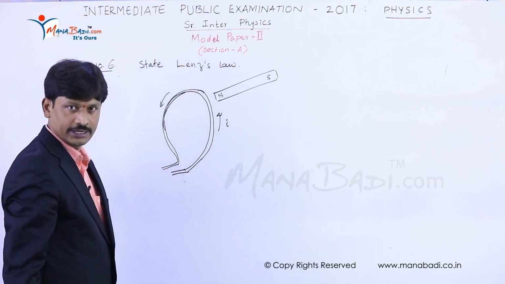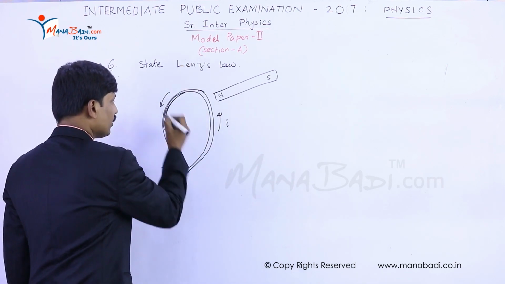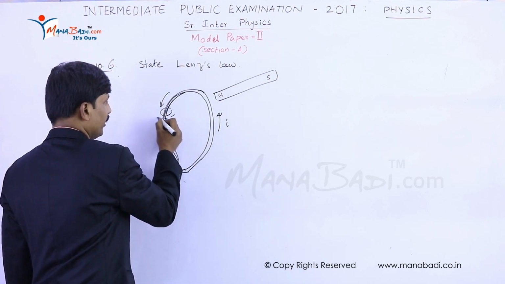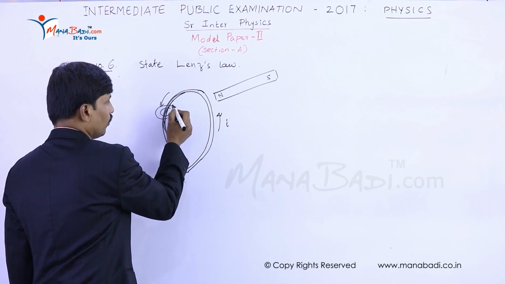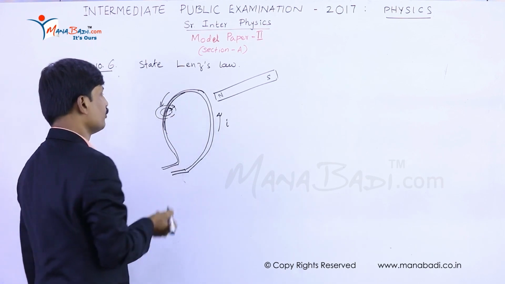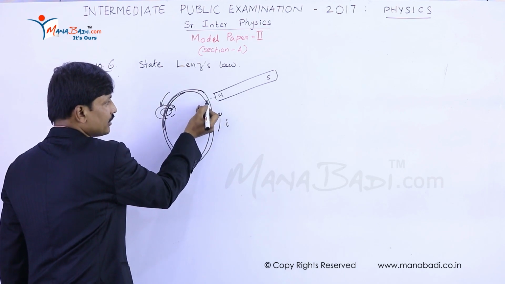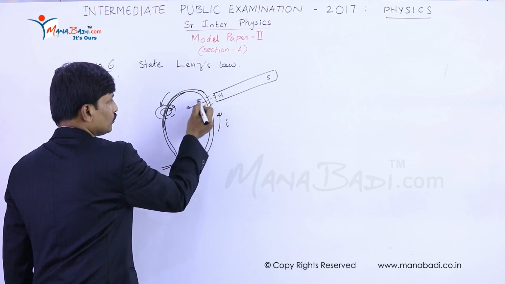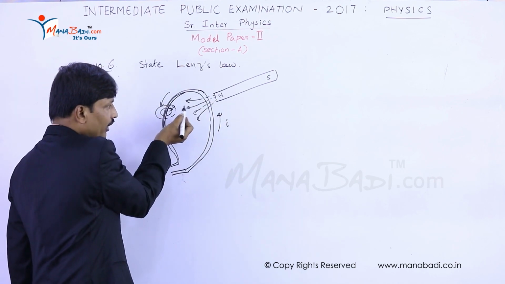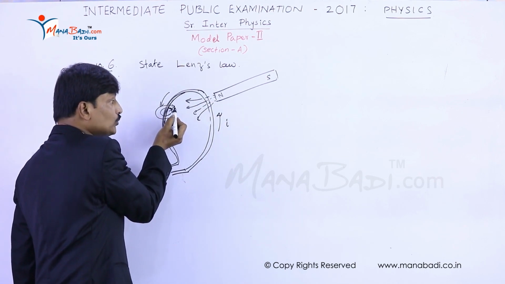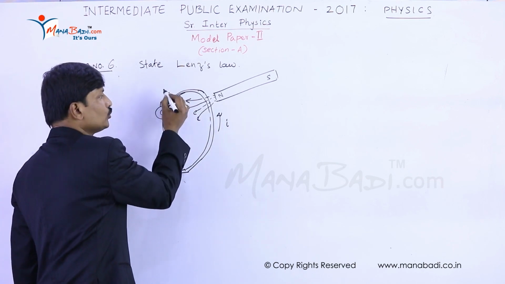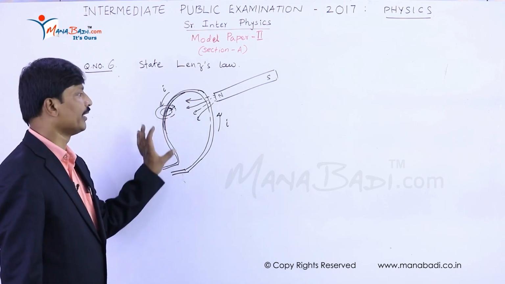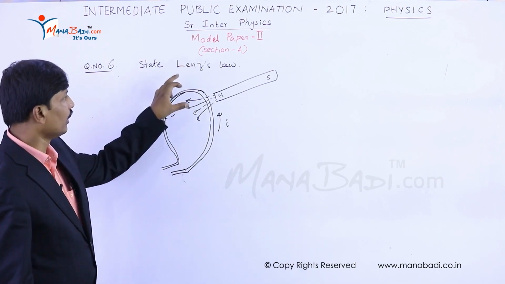This is the induced current. So this induced current now produces an induced magnetic field around the coil. This is the direction of the induced magnetic field, whereas the external magnetic field is passing through the coil. So the external magnetic field is opposed by the induced magnetic field which is produced by the induced current. So this is the opposition offered by the coil according to Lenz law.